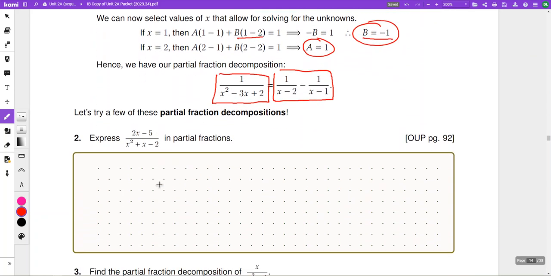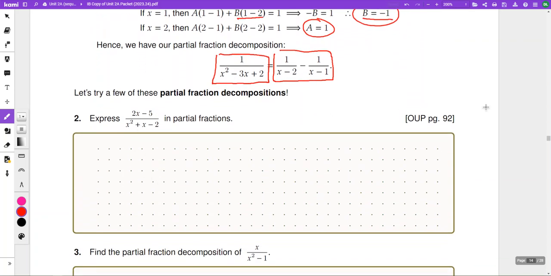So let's try a few. Let's say we have this first one over here, 2x minus 5 over x squared plus x minus 2. So how could we find this in partial fractions? Well, we could say a over something plus b over something else needs to be equal to 2x minus 5 all over. Well, let's go ahead and factor that denominator. And that would be x plus 2 times x minus 1.